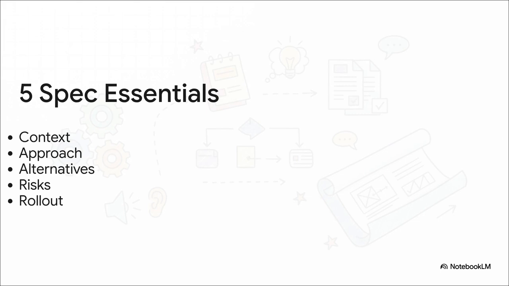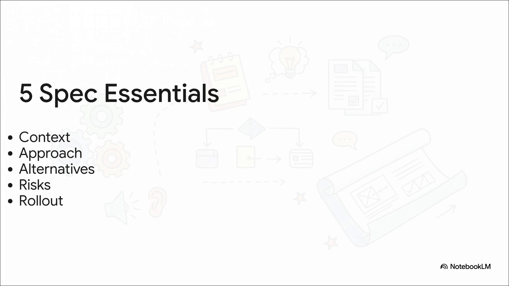So if we aggressively apply that rule of subtraction, a spec that engineers actually want to read boils down to exactly 5 essential elements. Just 5. First, the context and constraints we just talked about. Second, the proposed approach, written in clear prose alongside exactly one high-level diagram. Third, the alternatives you considered and deliberately rejected. Fourth, the risks and unknowns. And finally, fifth, how the solution actually rolls out and gets validated. That's the whole shebang.